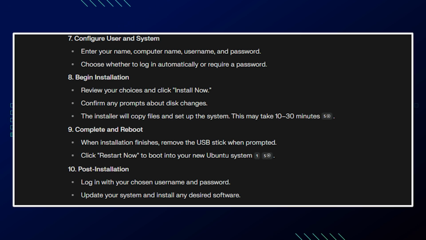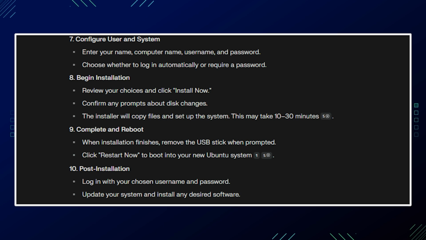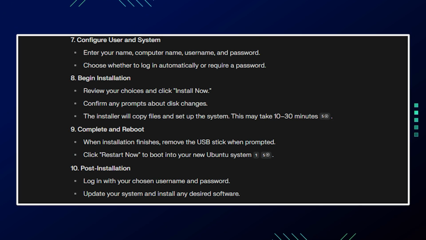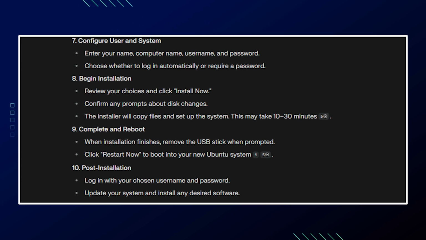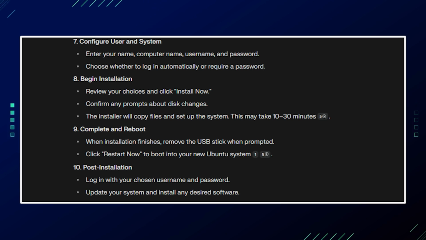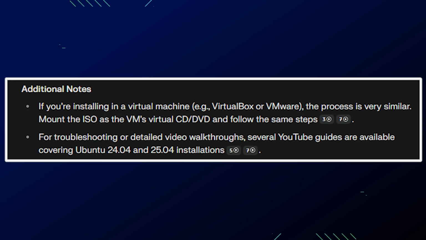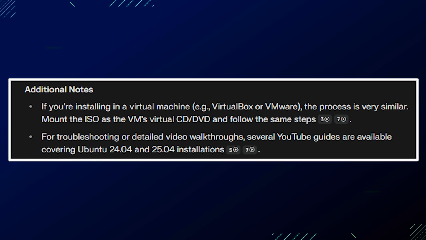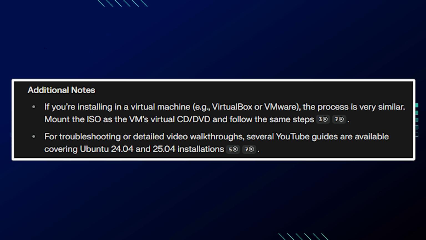Complete and reboot, right? When installation finishes, remove the stick when prompted. Then click restart now to boot into your new Ubuntu system. Now the post installation: log in with your chosen username and password, update your system and install any desired software. If you are installing in a virtual machine like VirtualBox or VMware, the process is very similar. Mount the ISO as the VM's virtual CD/DVD and follow the same steps, right?